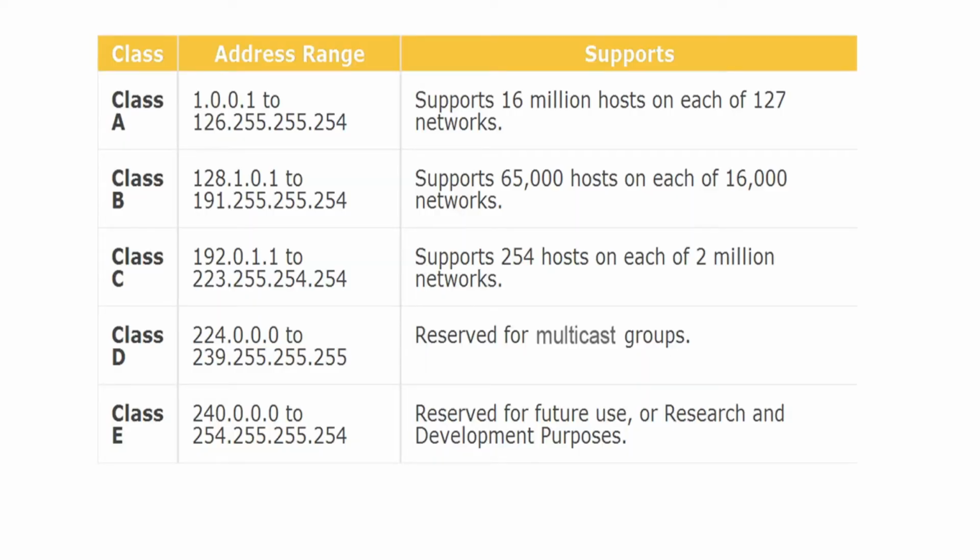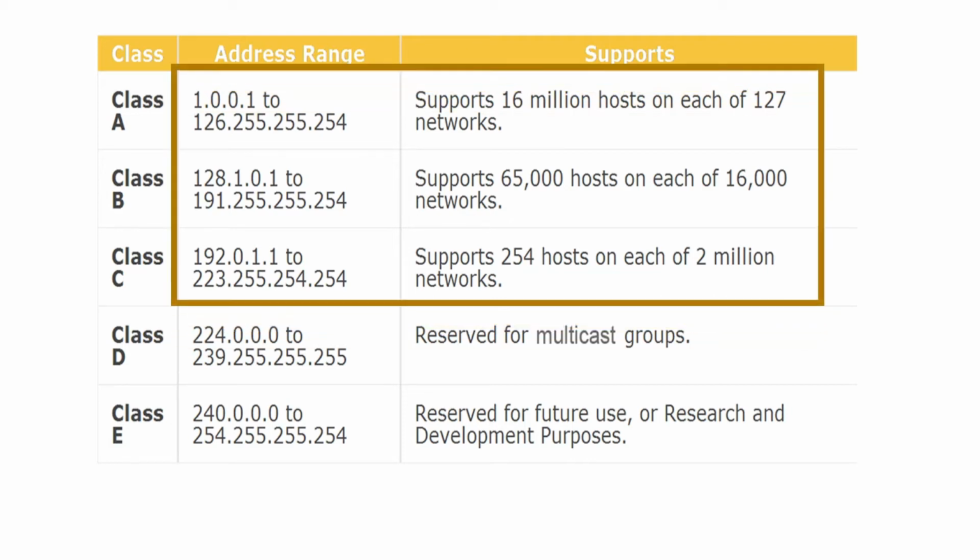Putting that aside for a moment, there are specific reasons we must distinguish the classes of addresses we use in a network. Today we're only going to worry about the first three. You have Class A, B, and C. These are the ones that are used the most.